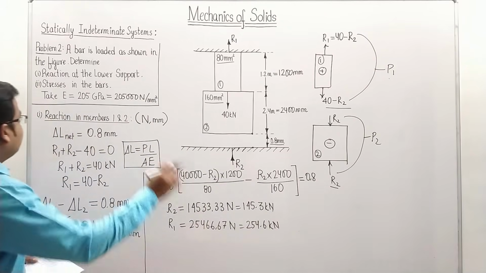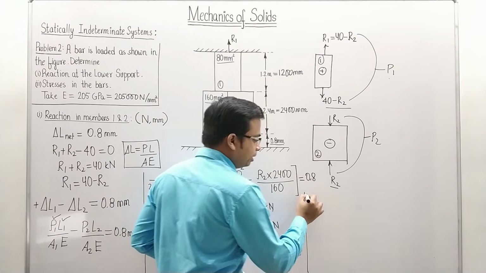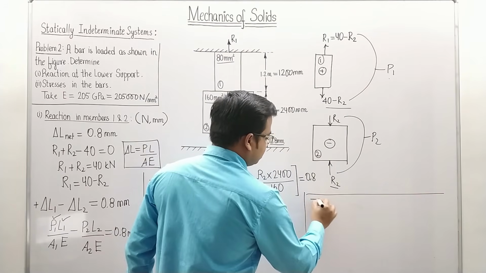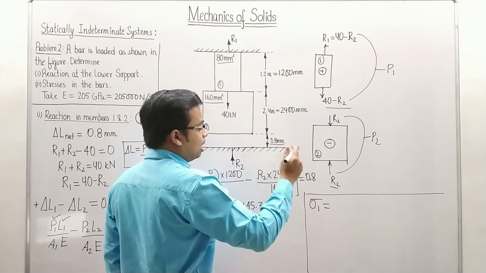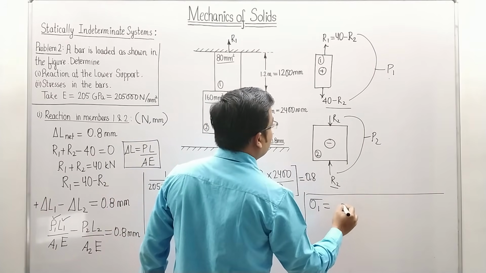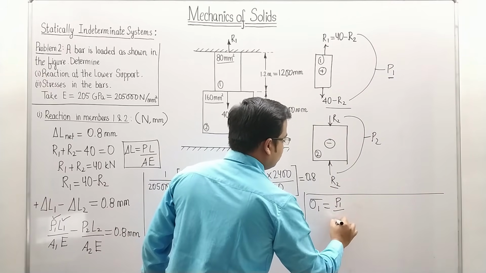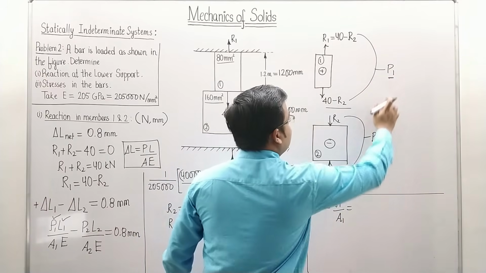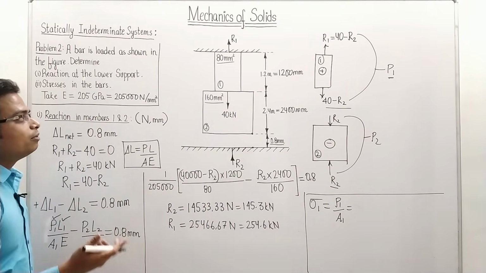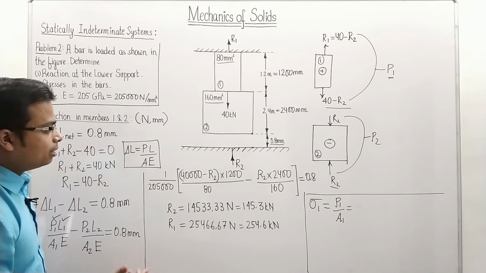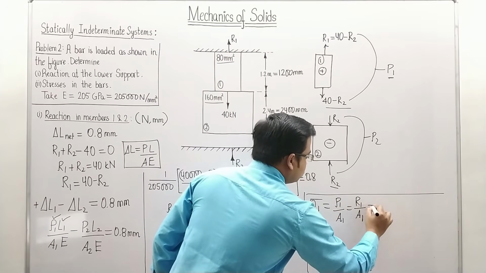Then in the second part, we need to find the stresses in the bars. That is also fairly simple. The stress in bar 1: the force acting is this P1, so sigma 1 is P1 over area 1. P1 is 40 minus R2, which is in fact R1 only. So it is R1 over A1.